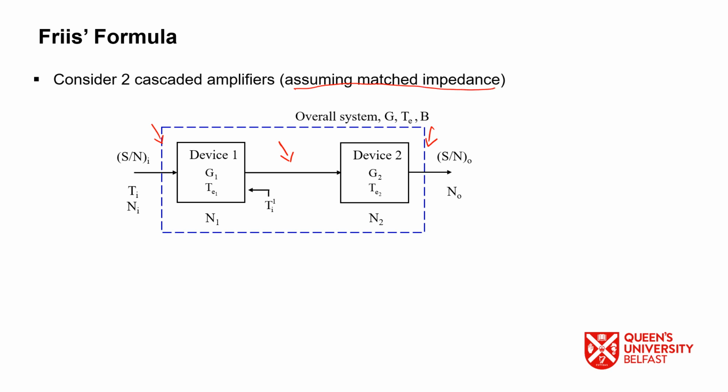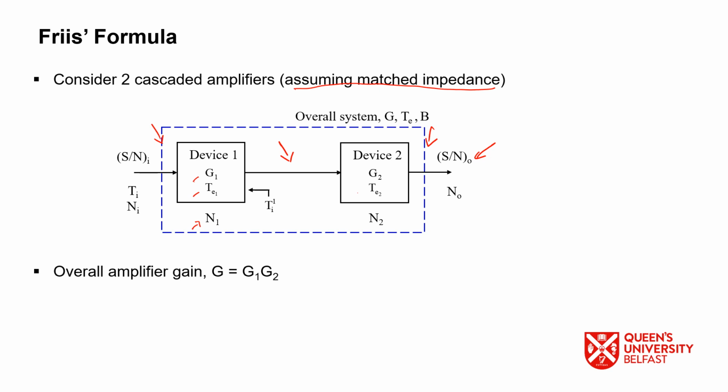Let's see what happens if two devices are cascaded and what we will get here. The gain of device 1 is G1, the equivalent noise temperature is TE1 and the noise is N1. For the second device we have the same with subscript 2.